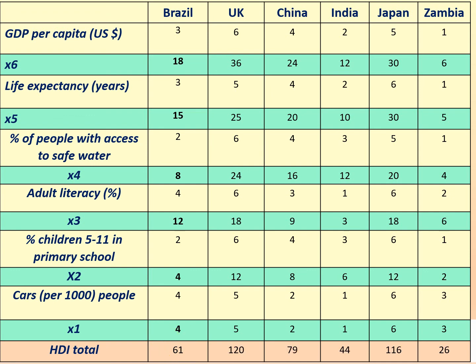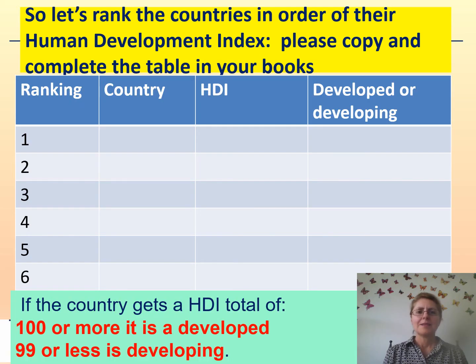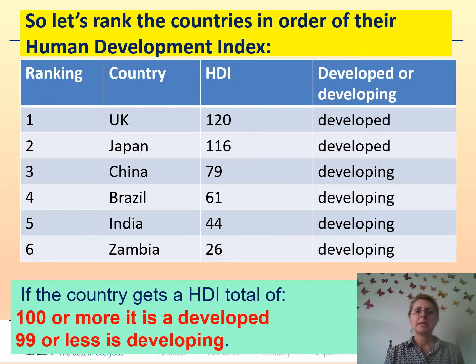Please check your answers. So let's rank the countries in order of their Human Development Index. Please copy and complete the table in your books. Please check your answers. It's important to notice that if a country gets a HDI of more than 100, it is a developed country.